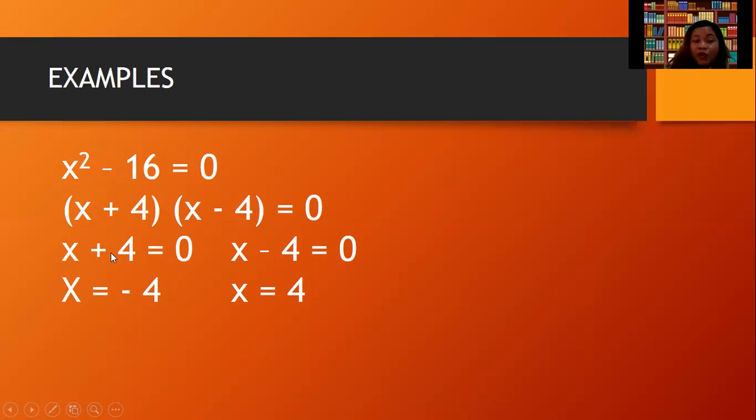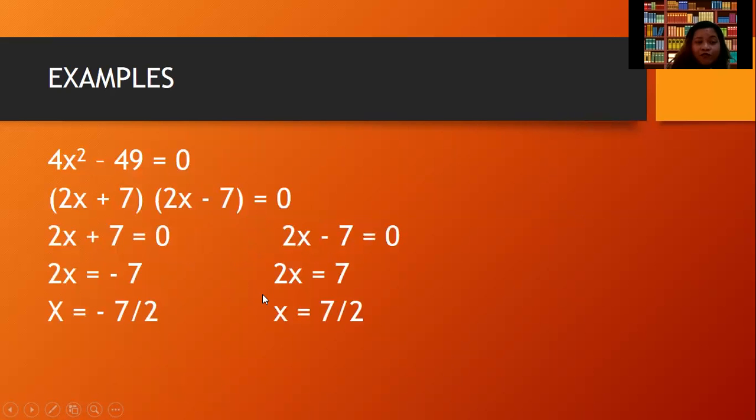Then equate each binomial to 0. So x plus 4 is equal to 0 and x minus 4 is equal to 0. Using the addition property of equality, or in our term transpose, the positive 4 will become negative 4. So therefore, x is equal to negative 4. And for this one, the negative 4 will become positive 4. So therefore, x is equal to positive 4. Another example.